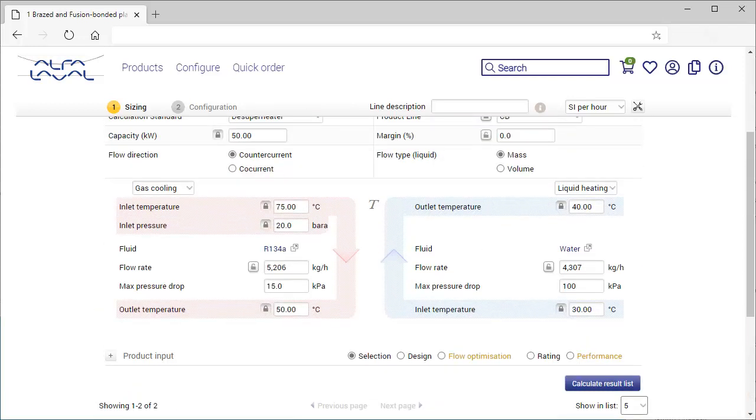Please note that if there is a very large temperature difference between the hot inlet and the cold inlet, there is a risk for thermal fatigue of the unit. A maximum delta T of 50 to 70 K is recommended.